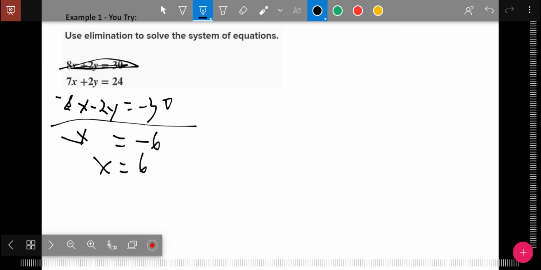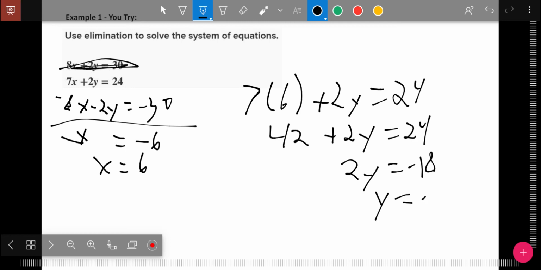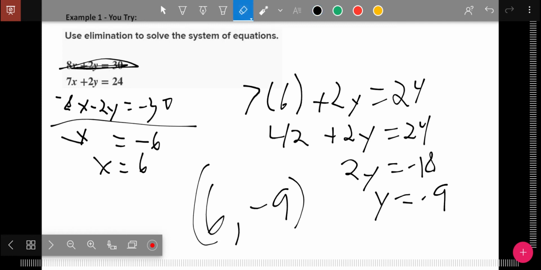All right. I plug that back in. 7 times 6 plus 2y equals 24, which is 42 plus 2y equals 24. Minus 42 over, I get -18. And then when you divide, you get -9. And so 6 comma -9 is the correct answer to the you try. I hope you were able to get that successfully, or at least follow along as I did it.